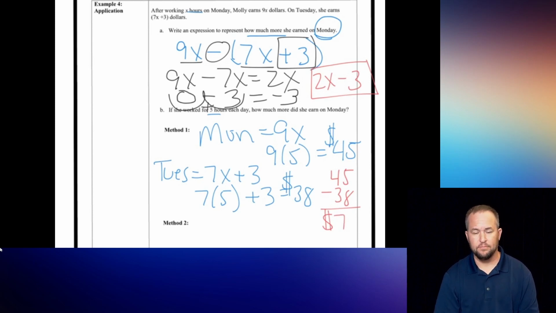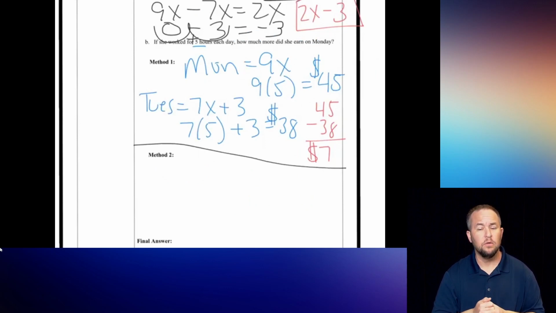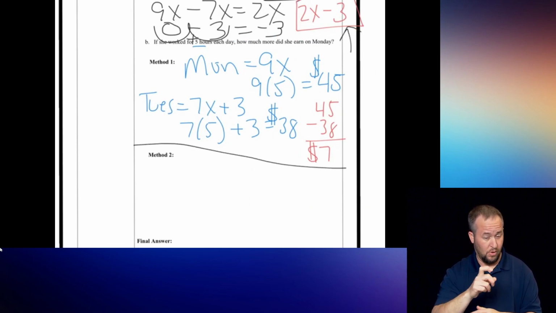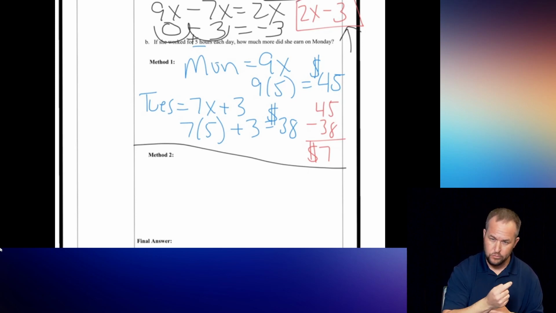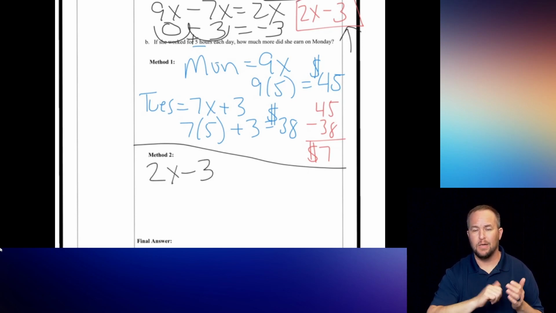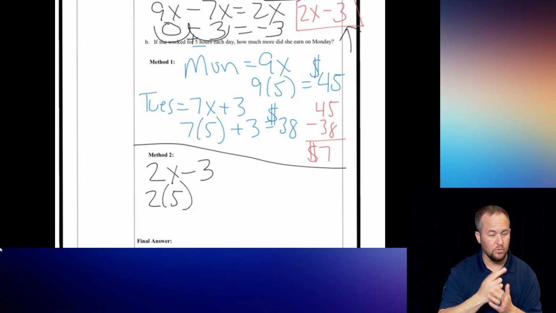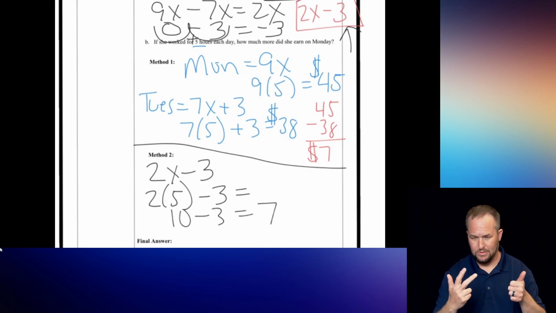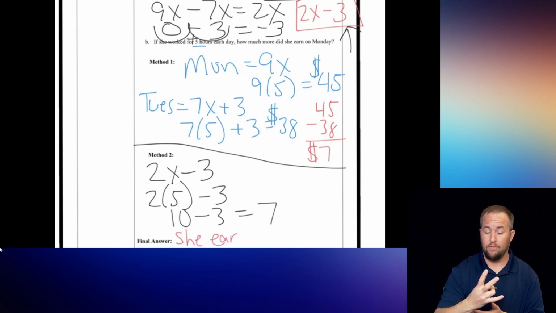Let's look at another way we can do this without having to do all those steps. The second method is, since we already subtracted up here and found that 2x minus 3 is the answer to how much more she earned on Monday rather than Tuesday, we can just use that answer of 2x minus 3. Since x represented hours, I'm going to substitute my 5 hours right there and subtract 3, and then this would be 10 minus 3 to give me 7. So that's a great way to do that. Either way, your final answer is that she earns $7 more on Monday.